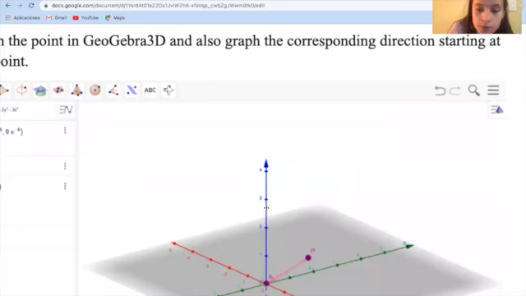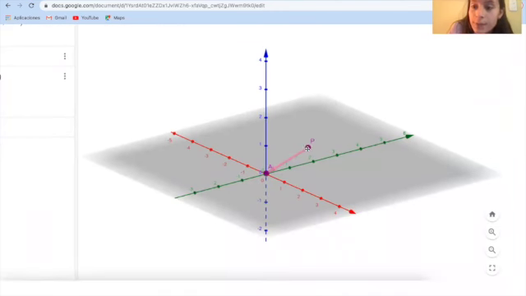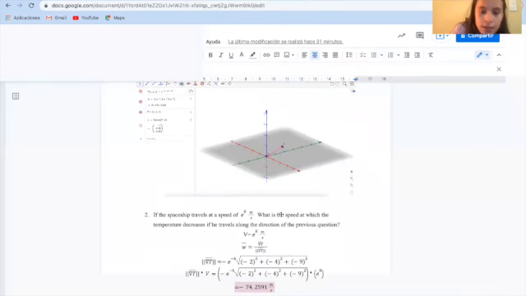Okay, I will zoom in. So this is where the spaceship is at first, but as ordered, we want to decrease the temperature, so the direction will decrease too. And this is the direction that the spaceship has to go in order to decrease the temperature. And this is how I made it in GeoGebra.